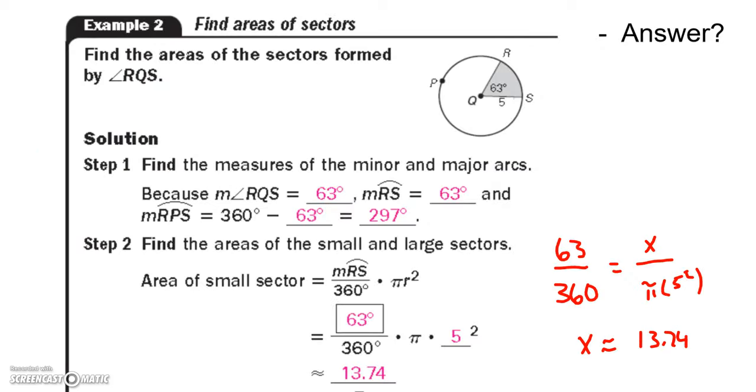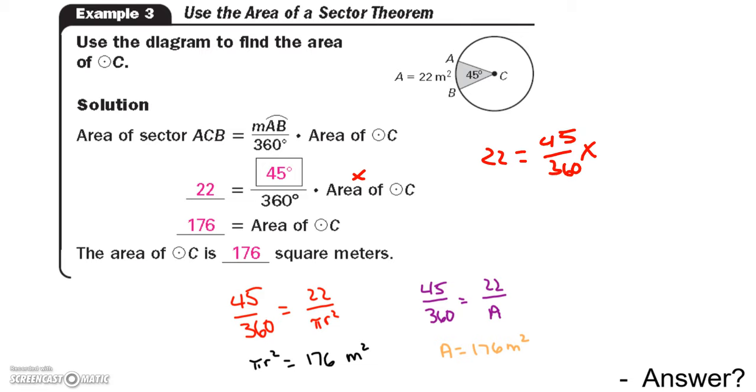What if we have the area of the sector and maybe the measure of the central angle? We should be able to use the equation or the proportion to solve for the unknown value in the relationship. Okay, so that finishes off the lesson for the area of sectors. Now you're ready to practice on your own.